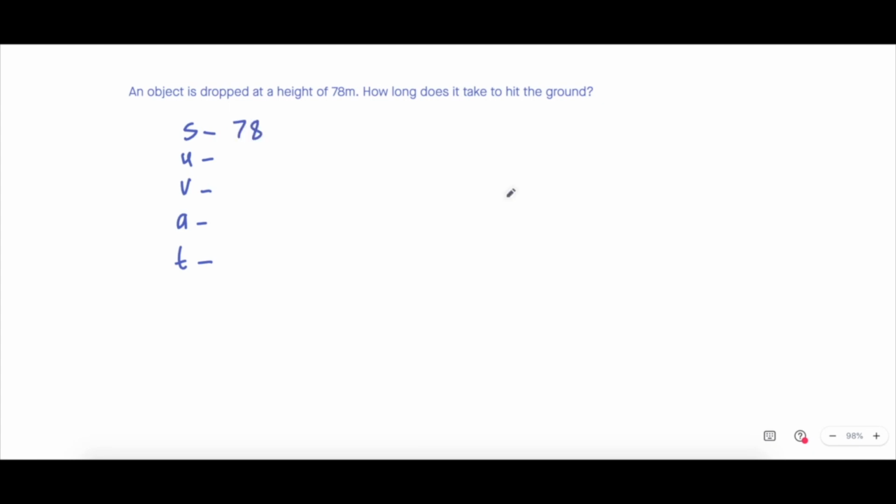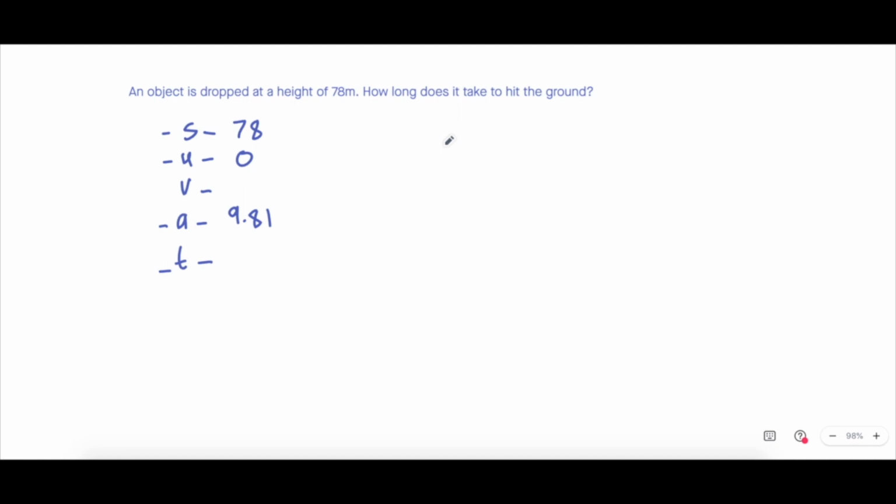Because it's being dropped, its starting velocity is 0, so you can take u to be 0. You don't know what the final velocity is, because when it hits the ground it could be at any velocity. That's something we would need to calculate. But we also know the acceleration. Because this is in free fall, you can say that the acceleration is 9.81. We're taking the downward direction as positive. So look for an equation which has s, u, a, and t in it, since we're trying to work out the time that it takes.